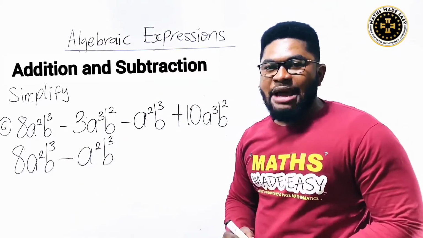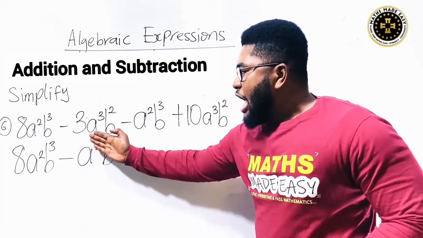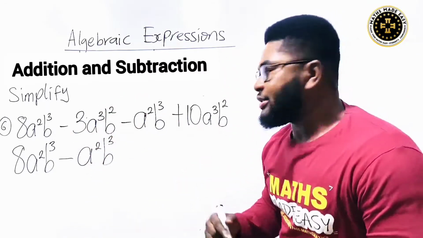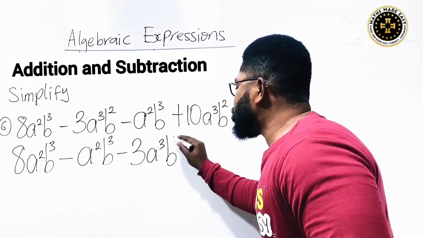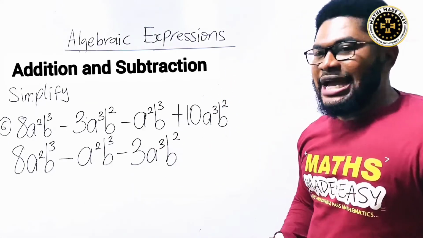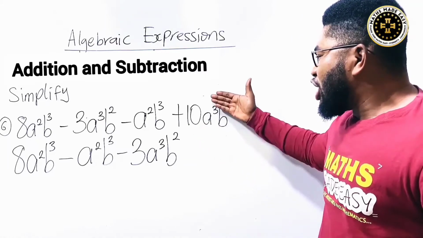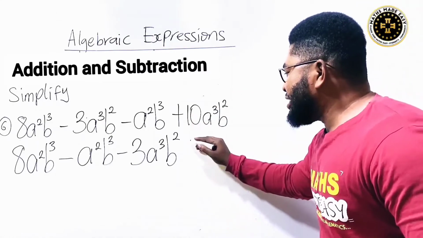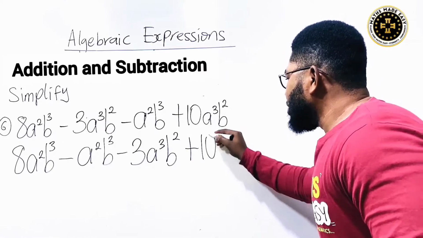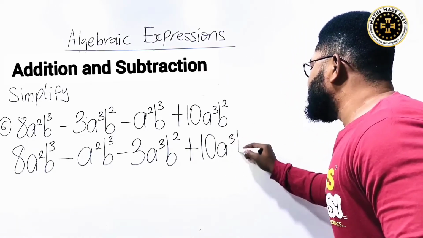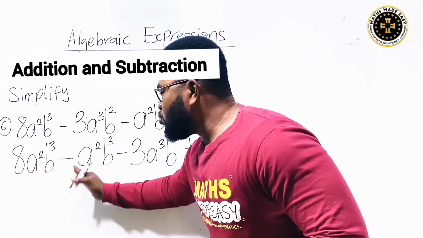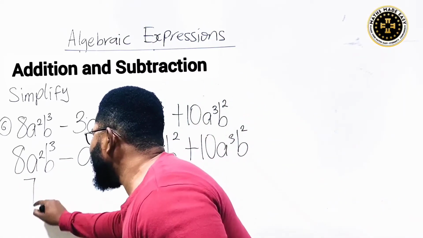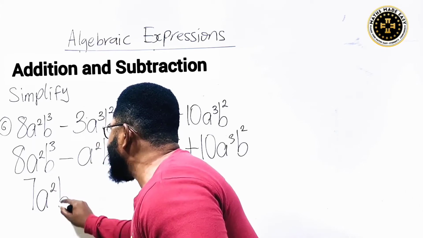The next term will be minus 3a cubed b squared. So we write minus 3a cubed b squared. The next term to it is 10a cubed b squared. So since it's positive, it becomes plus 10a cubed b squared. Let's simplify. 8 minus 1 gives us 7. So we have 7a squared b cubed.